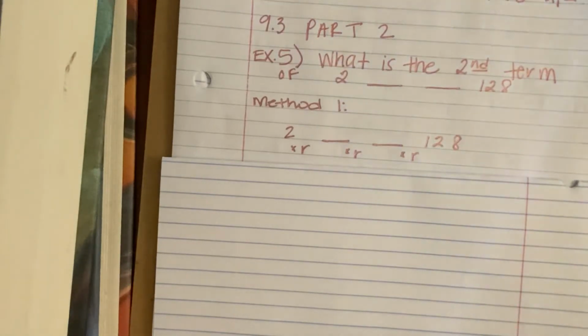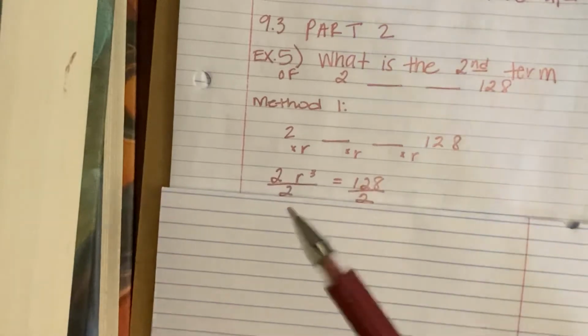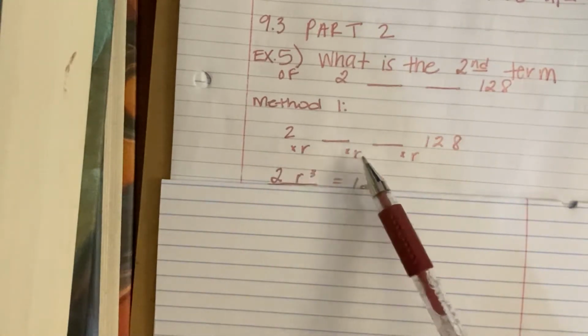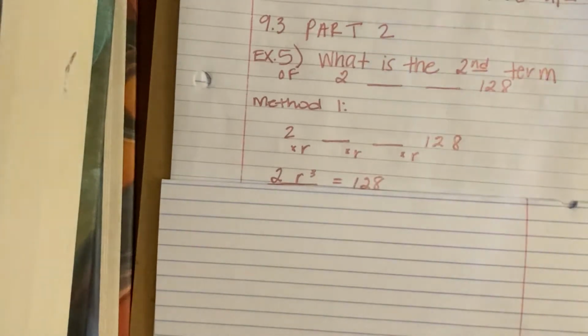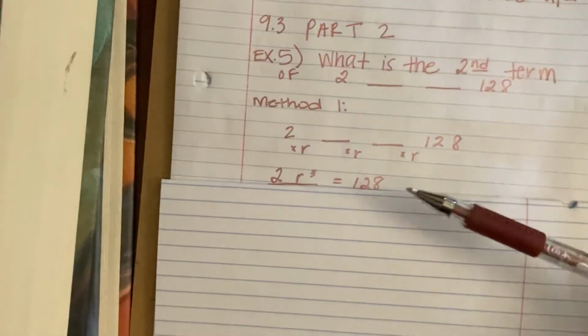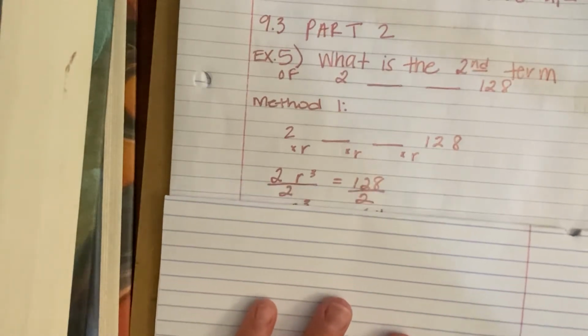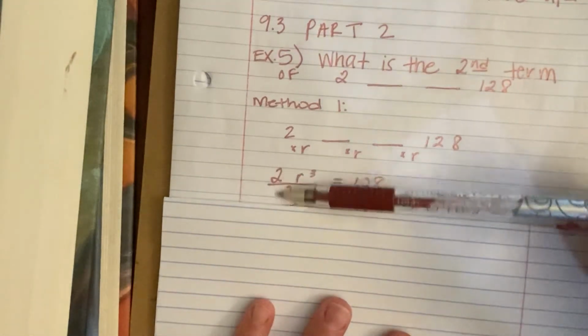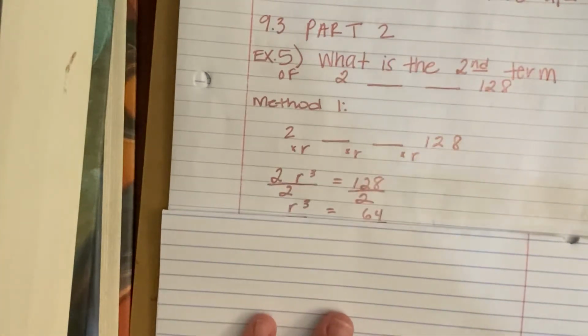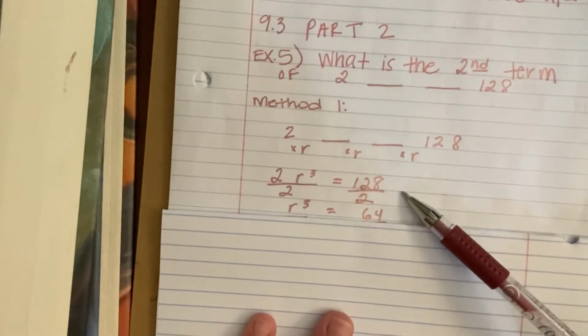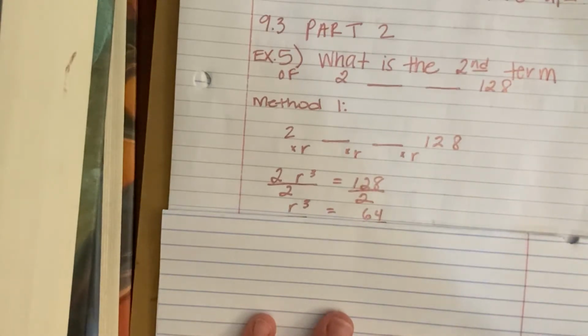So now I'm going to write an equation to represent this. I'm starting with 2, and then I multiplied by r 3 times, so that's r cubed, and I end up with the value of 128, so it's equal to 128. What we're going to do now is solve for r, and I'm going to do that by dividing both sides by 2. So these 2's are going to cancel, and it leaves me with r cubed is equal to 128 divided by 2 gives us 64.